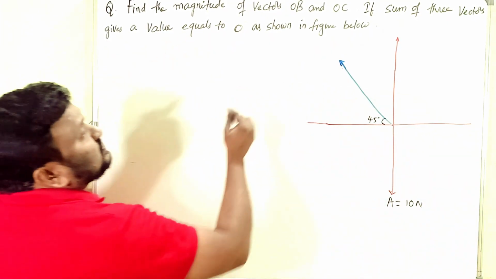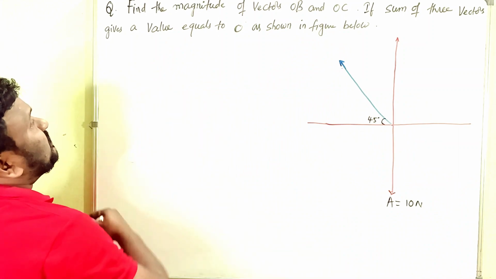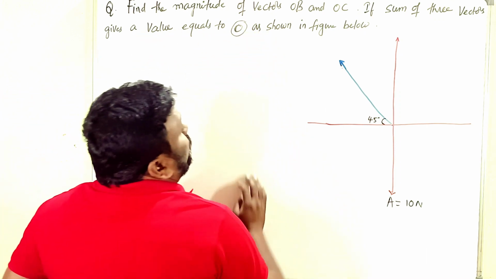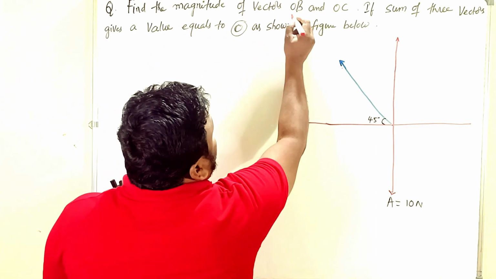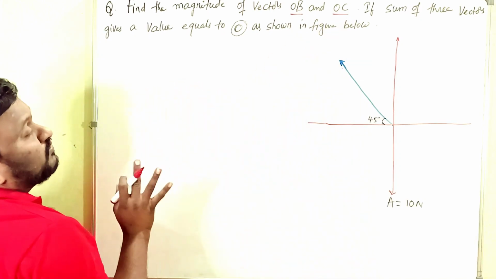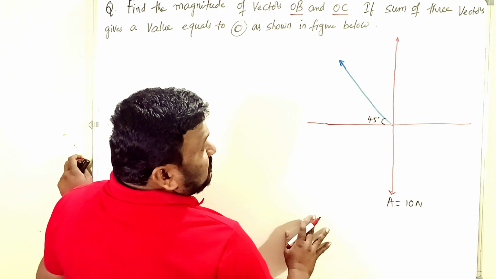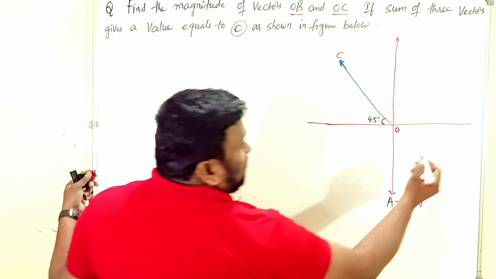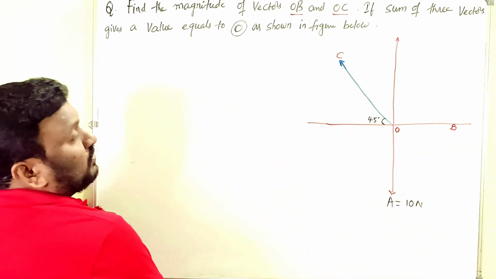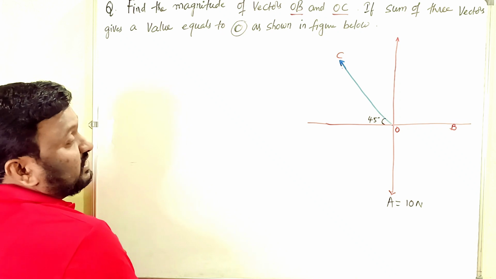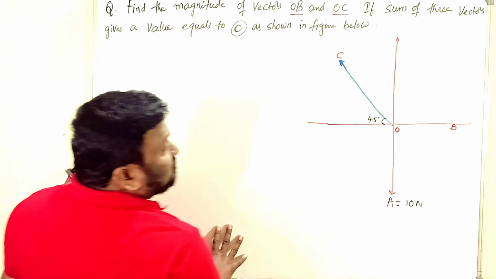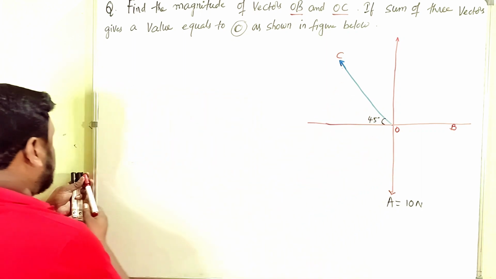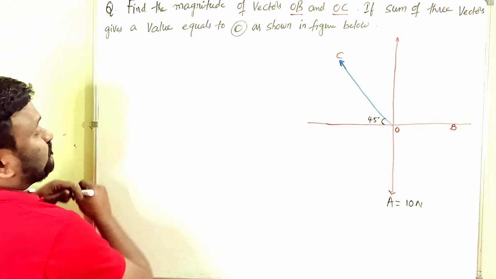Find the magnitude of vectors OB and OC if the sum of three vectors equals 0, as shown in the figure below. So what do you have to find? The magnitude of vectors OB and OC if the sum of three vectors equals 0, as shown in the figure. This is one vector, OC, that was given, and it should be like this. This is OB. So we have to find OB and OC, and the only clue given is A is equal to 10 newtons, and the angle made by the vector with the x axis is 45 degrees. That is the clue he was given.